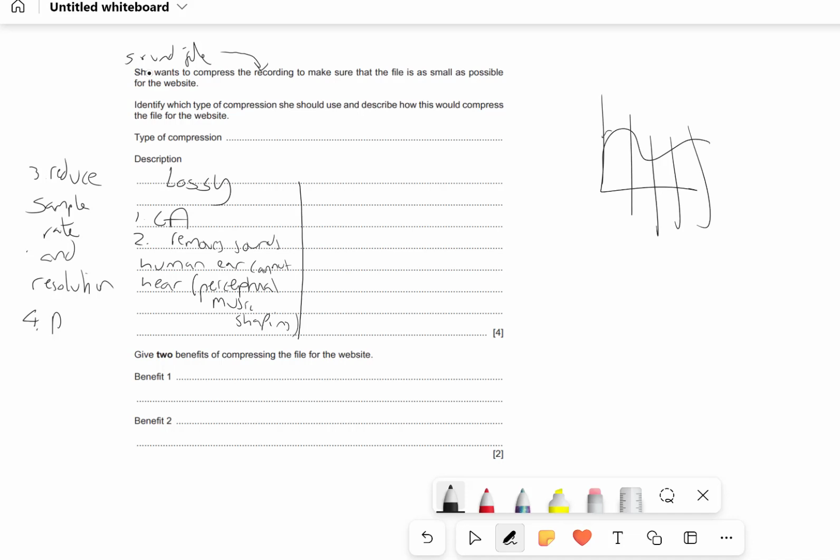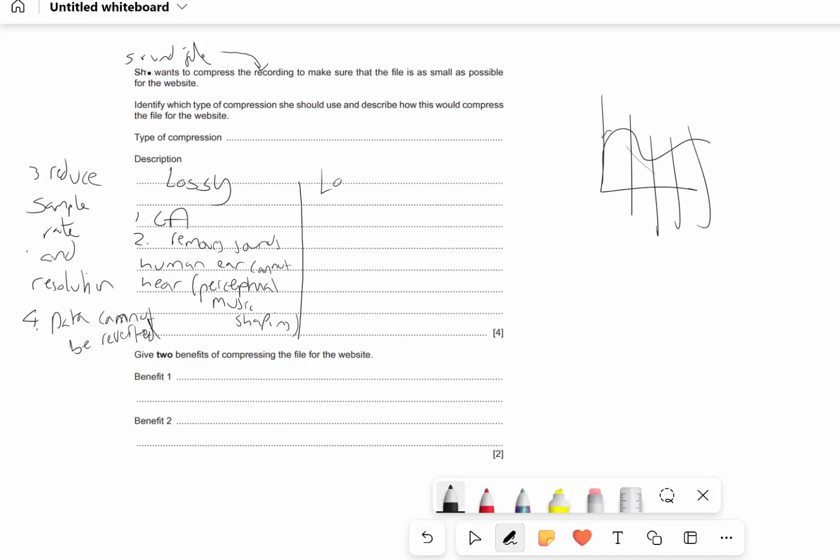Data cannot be reverted. That means put back to normal again, or back to the original. So we talked about lossy compression: an algorithm removes sounds the human ear can't hear, like background noise, using perceptual music shaping. You can reduce the sample rate, the amount of sample points being used, which lowers the quality but makes the file size smaller, and data cannot be reverted.